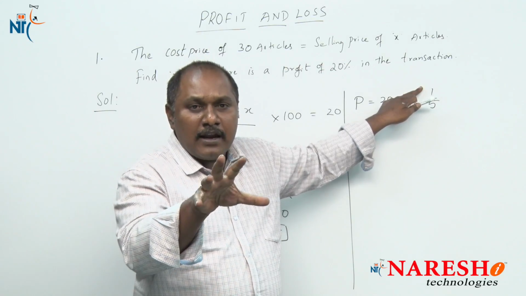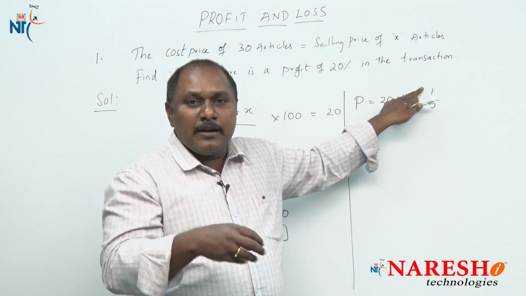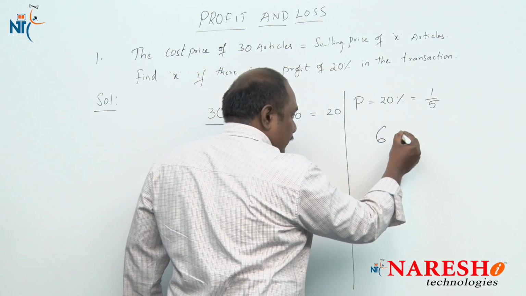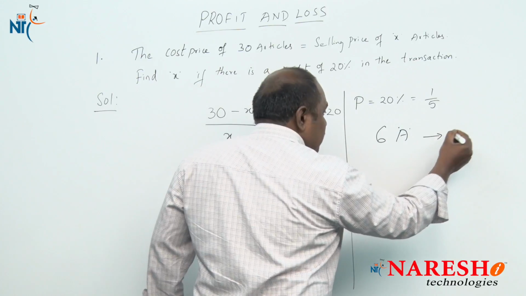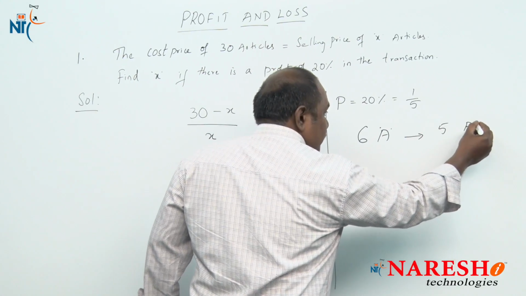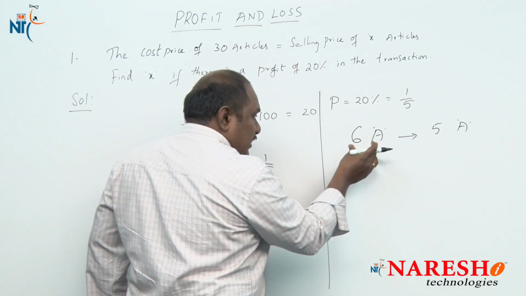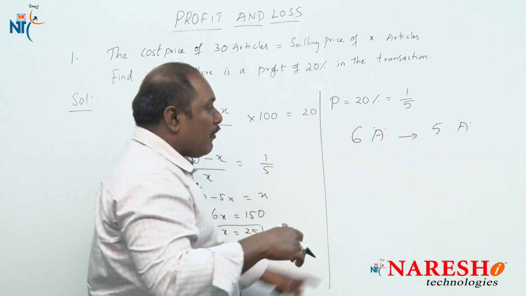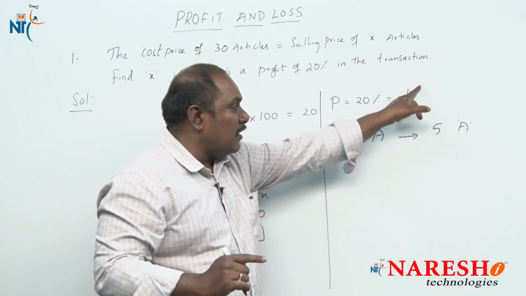Now we sell 5 articles and 1 article is remaining. That means we should be having 6 articles. For every 6 articles we have, we need to sell 5 articles. Then we will have a profit of 1 article on 5 articles, that is 1 by 5.